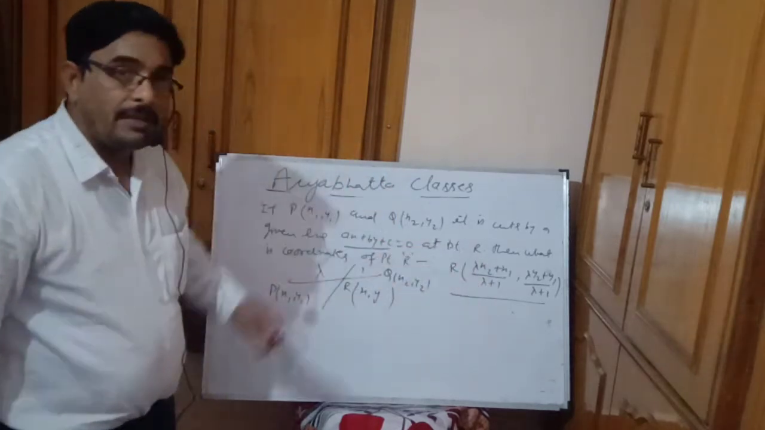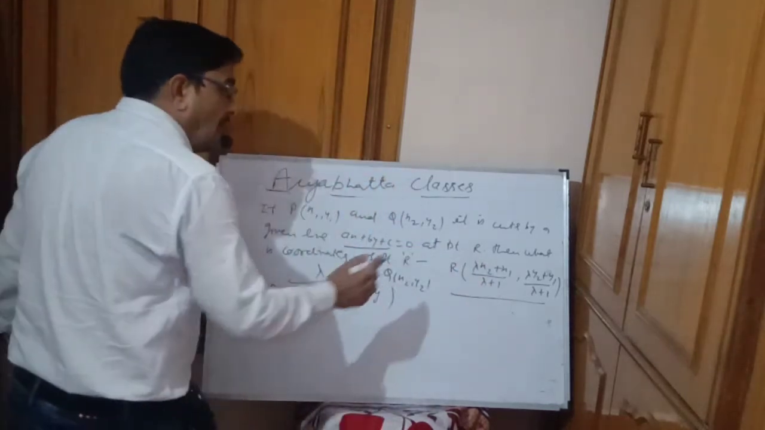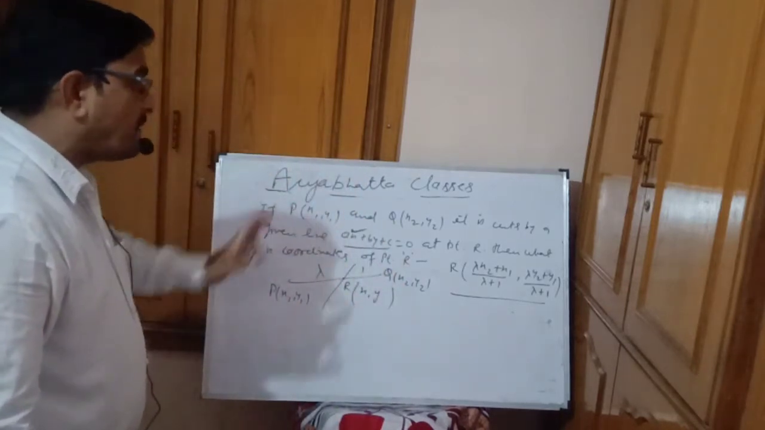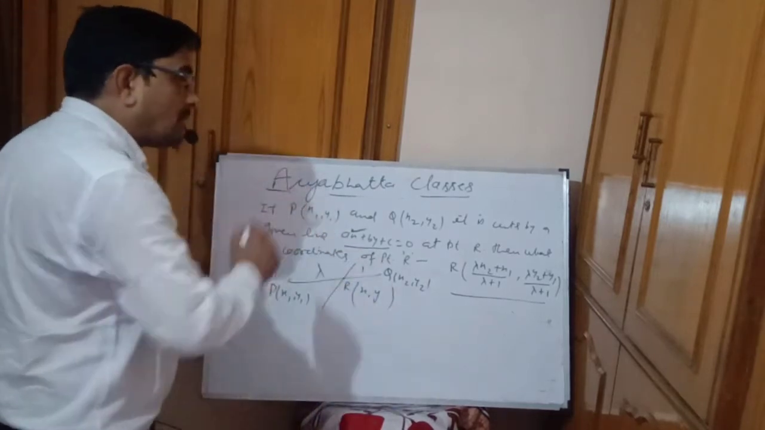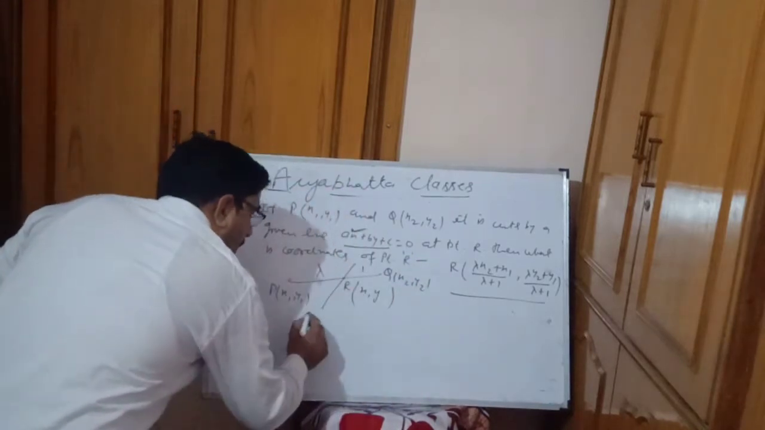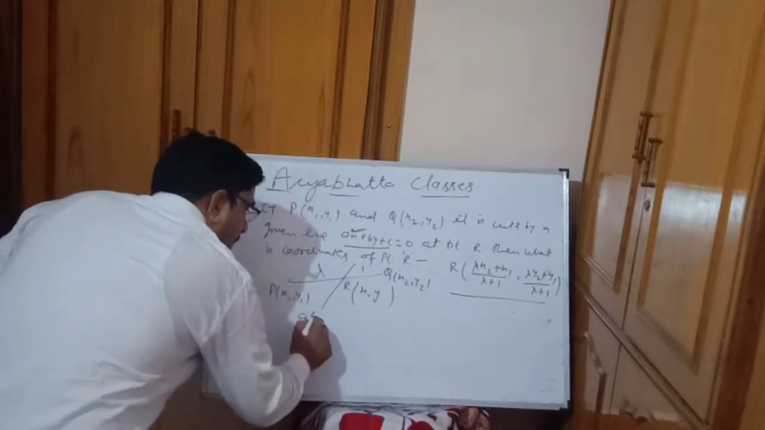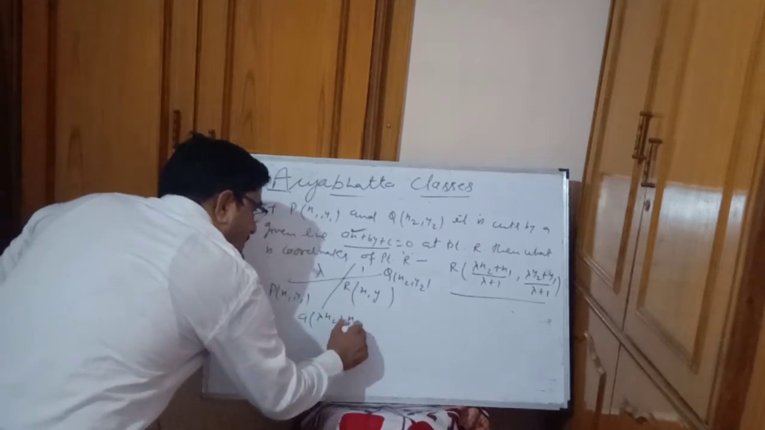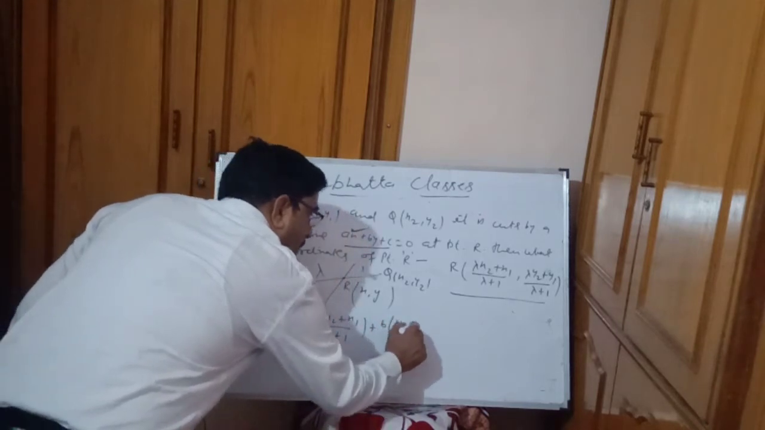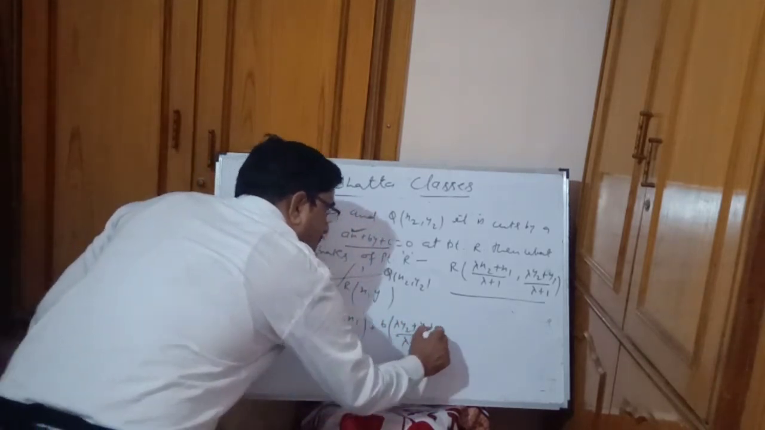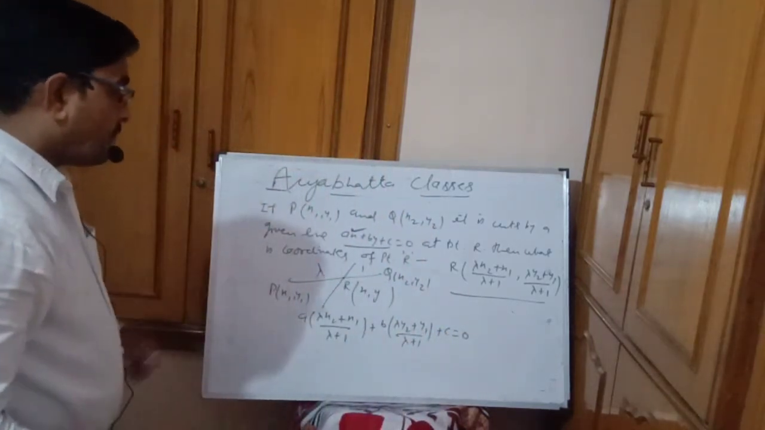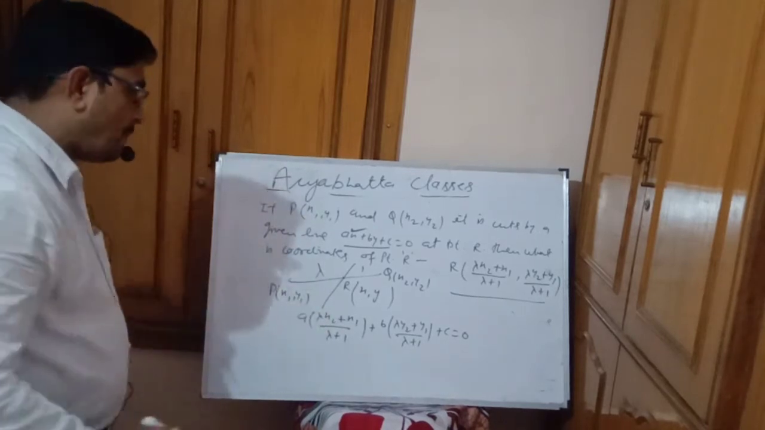We already explained this. But this point satisfies the equation of the line. So what is the value of lambda? We can find the value of lambda by this method: a times (lambda x2 plus x1) upon (lambda plus 1), plus b times (lambda y2 plus y1) upon (lambda plus 1), plus c equal to 0. Now we have to get the value of lambda from it.